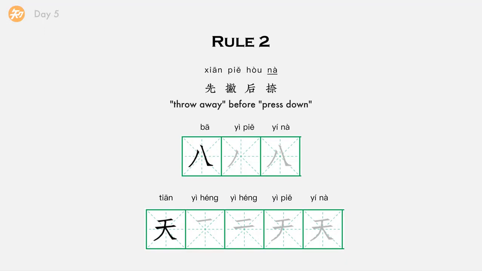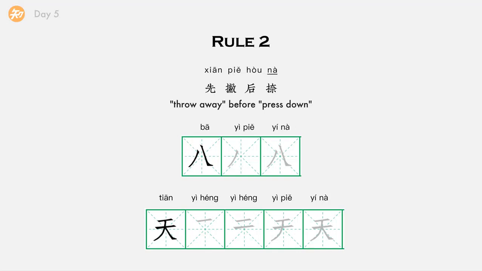Rule number 2. Throw away before press down. 先撇后捺. That is, when we write a character, we write the throw away first, then the press down. The first example is 八, which means 8 in English. We should write it in this way: 一撇一捺.